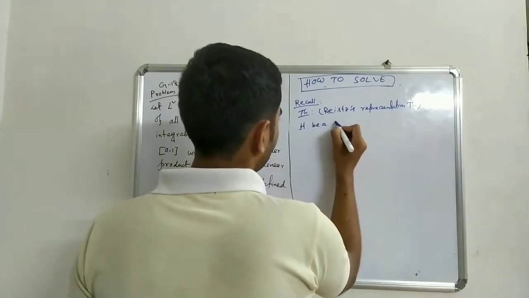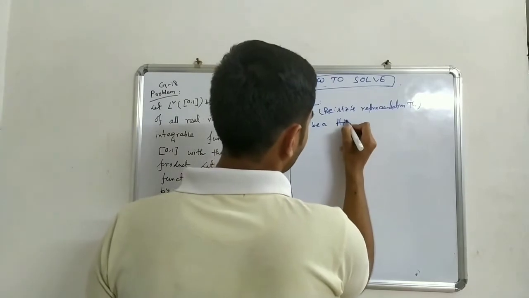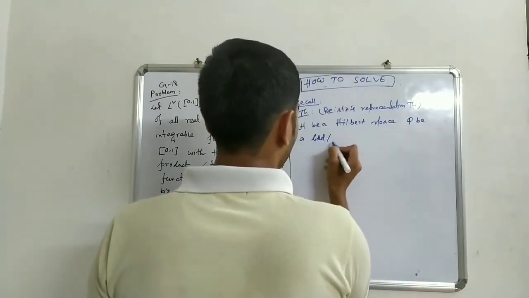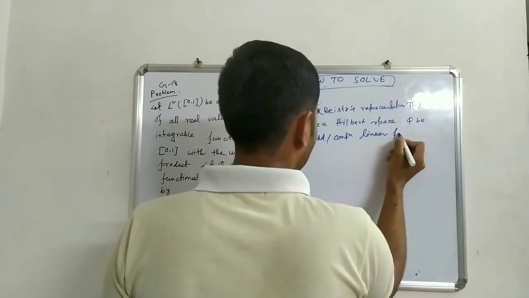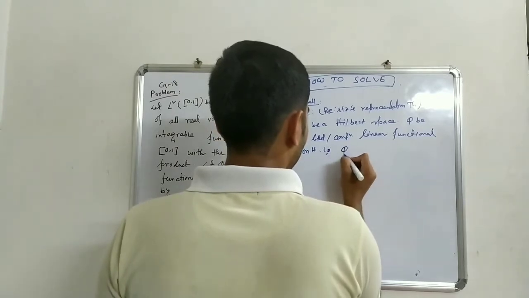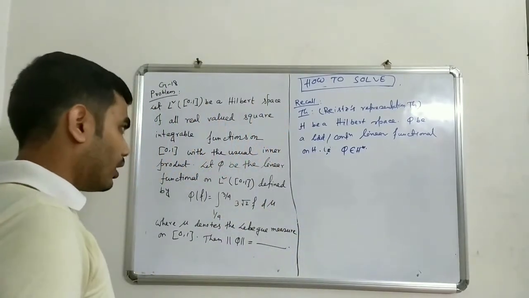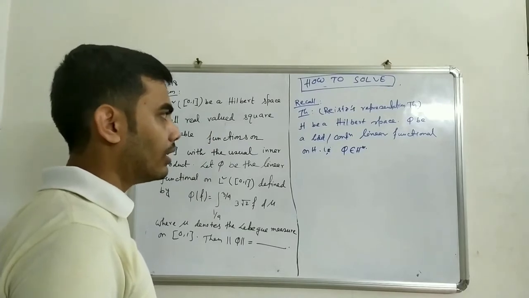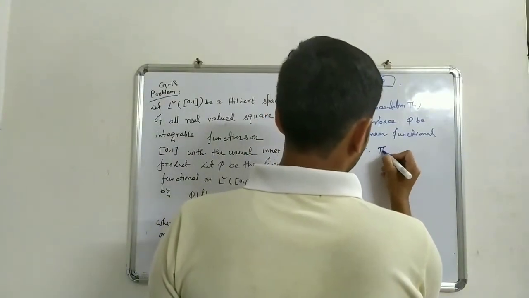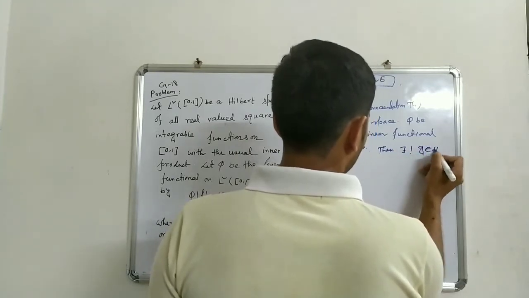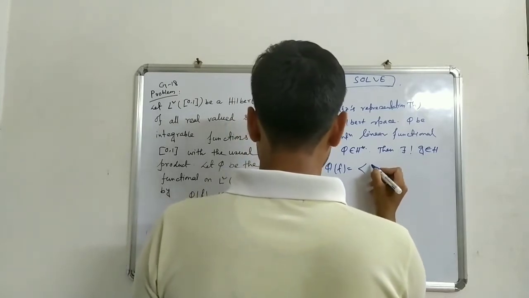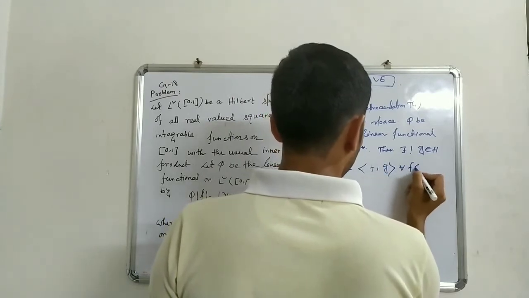Let H be the Hilbert space, and phi be a bounded or continuous linear functional on H, that is, phi belongs to H star. And what is H star? H star is the dual space of H, the set of all continuous and bounded linear functionals on H. So phi belongs to H star. Then there exists a unique g belongs to H such that phi of f is equal to the inner product of f and g for all f belongs to H.